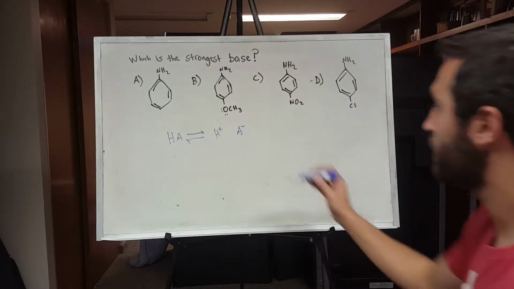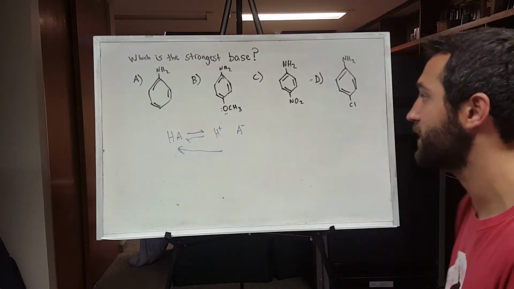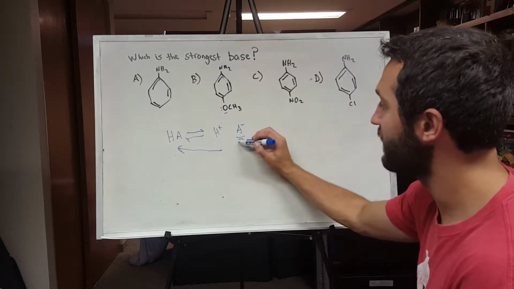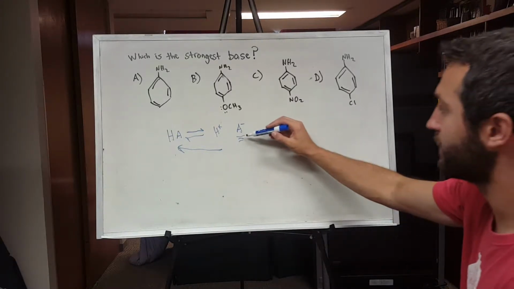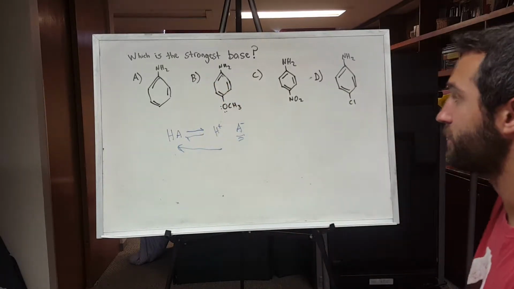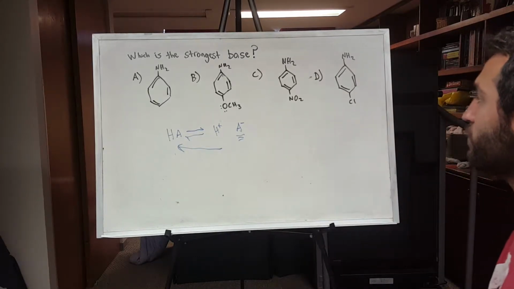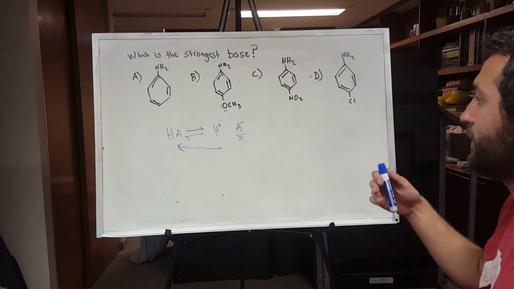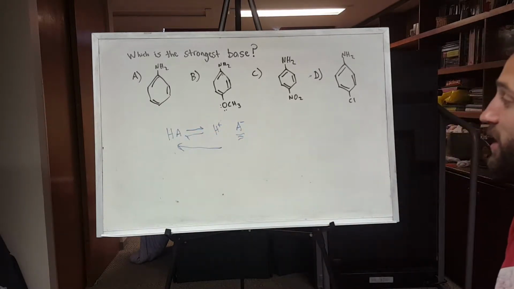A stronger base means that this equilibrium favors the side of the conjugate acid. What that means in terms of equilibrium is that this guy is unstable, so it has an ability to pick up this proton and go over here, because this is at a really high energy. So we can rank these in terms of stability, and determine which one's basically going to most want to pick up a proton.